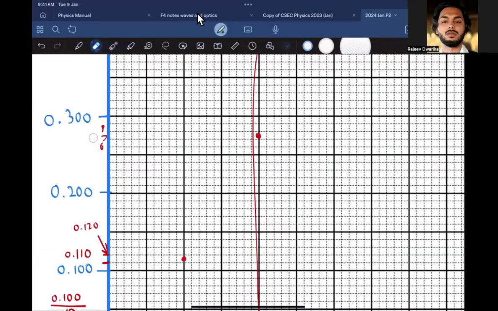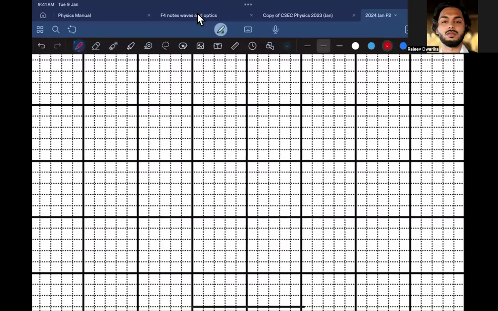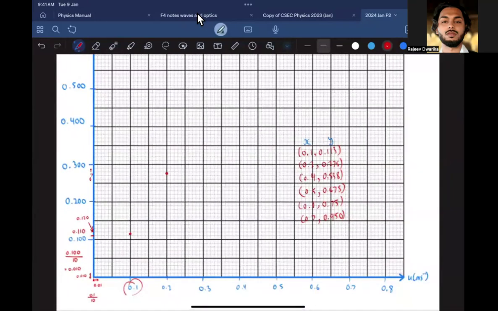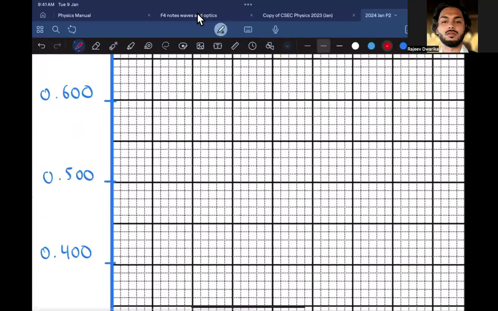All right, so Jaden, I want you to help me with the other point, right? Don't get scared. I know it's looking very intimidating, but just have faith, you'll get through. So the other point is 0.4, comma 0.538, right? Yes. Okay.